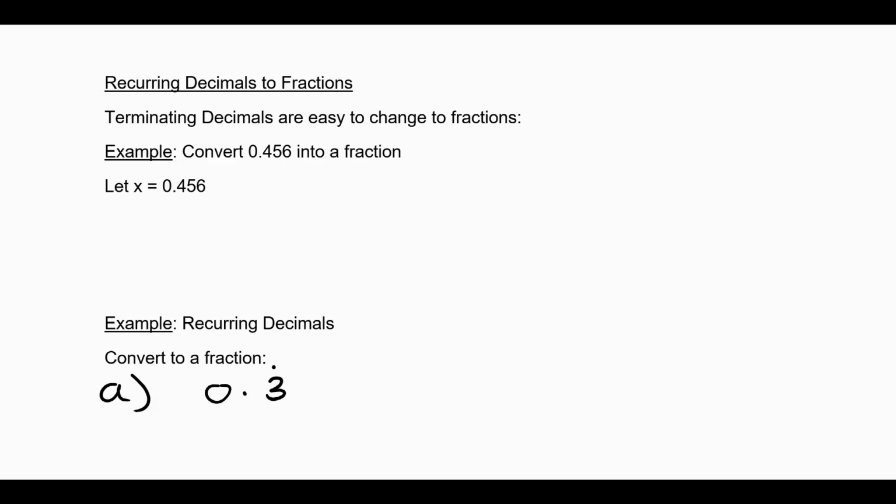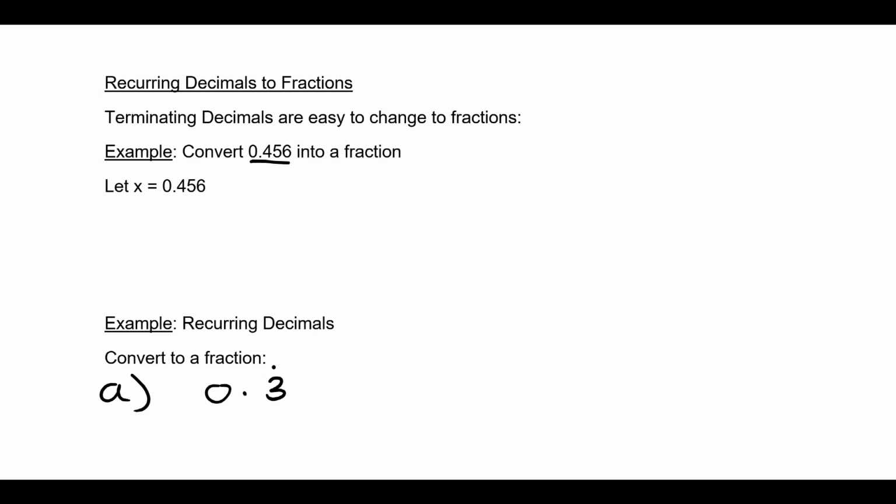We've seen how to convert fractions into decimals, both terminating and recurring decimals. But now we're going to look at changing recurring decimals into fractions. To start us off, let's consider a terminating decimal. A terminating decimal is just one which finishes, doesn't carry on forever. So for example, what if I wanted to change 0.456 into a fraction?